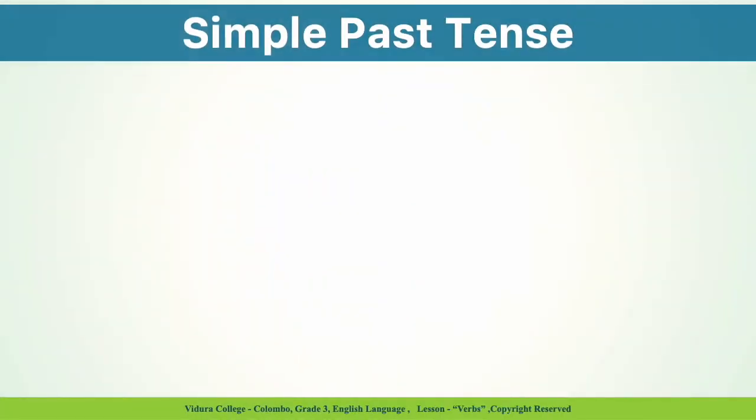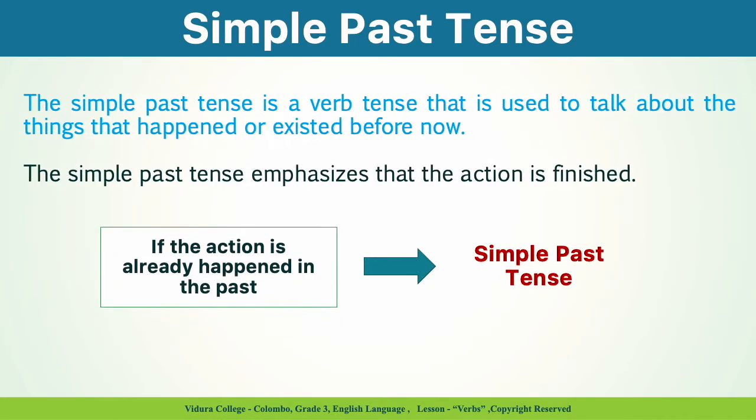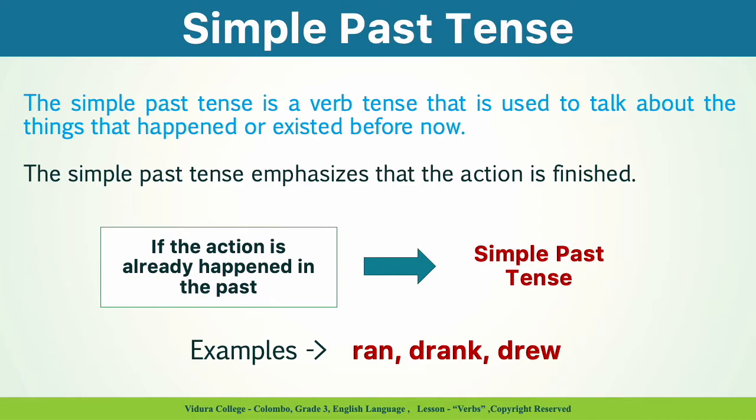Next, we are going to learn about simple past tense. Simple past tense is a verb tense that is used to talk about the things that happened in the past. In simple past tense, we talk about the actions that are already finished in the past. Here are some examples: ran, drank, drew, walked, ate, slept.